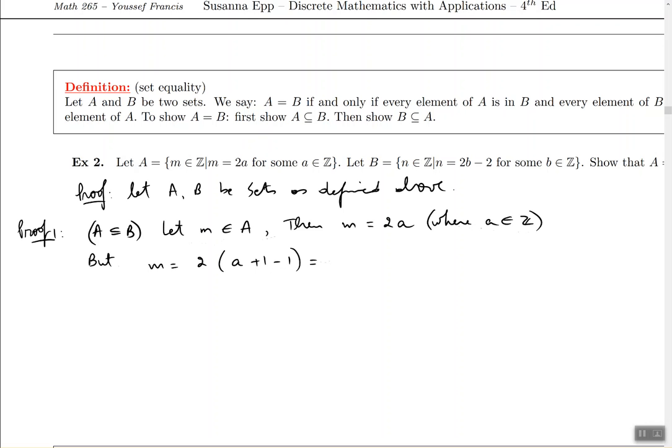At this point, I'm going to pretend that a plus 1 is one group altogether, and give it a 2. Then I'm going to pretend the negative 1 is a group by itself, and give it a 2 also. So this makes it 2 times (a plus 1) minus 2. Keep in mind that a was an integer, so a plus 1 is still an integer. But 2 times (a plus 1) minus 2 is exactly the form of something inside the set B. The set B looks like 2 times a number, minus the number 2. So this means that the element belongs inside the set B.